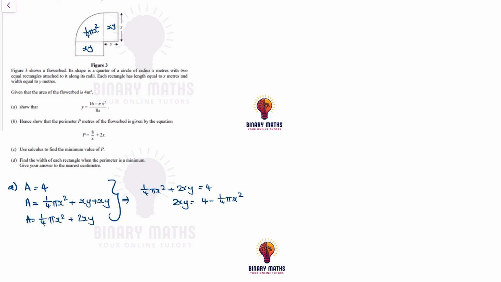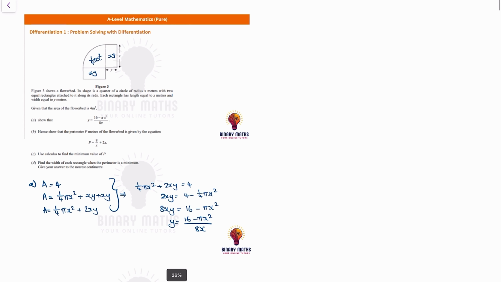I don't like the quarter, so I'm going to multiply through by 4. So if I multiply 2xy by 4, I get 8xy. If I multiply 4 by 4, I get 16. And then a quarter multiplied by 4 gives me just 1. So I'm just going to get minus pi x squared. If I divide through by 8x, I get 16 minus pi x squared over 8x, which is what I wanted. So that's 8a.